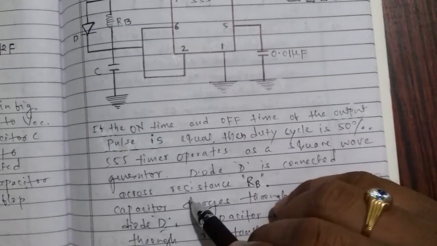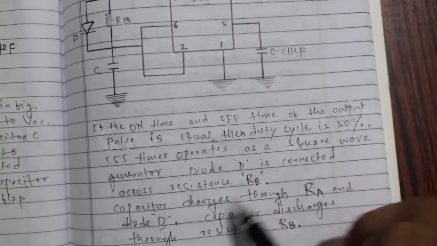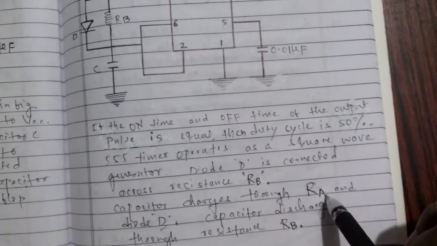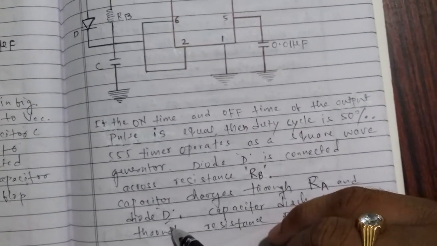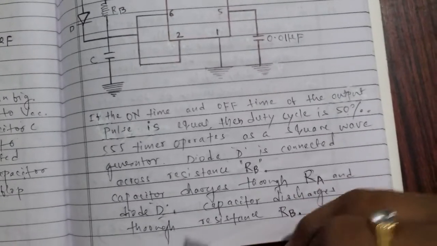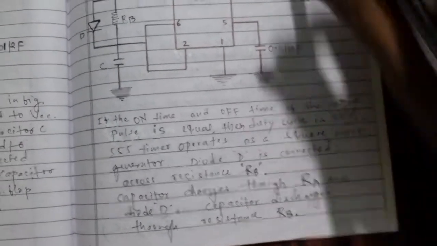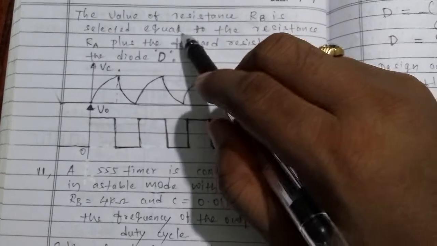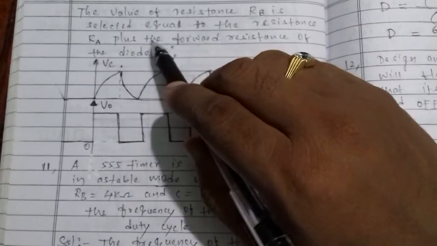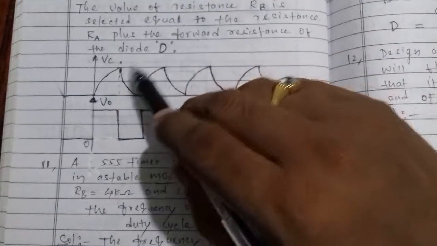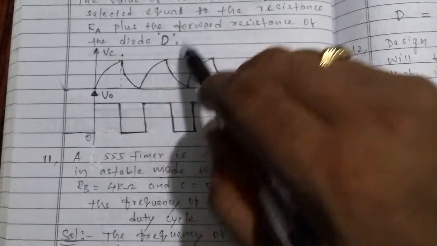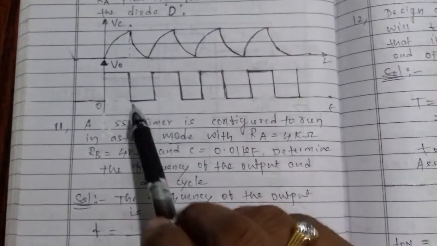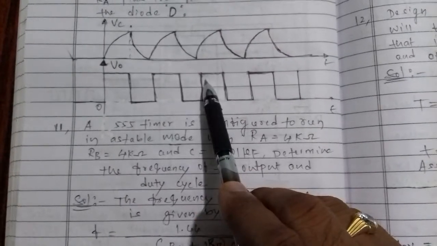Diode D is connected across resistance Rb. Capacitor charges through Ra and diode D. Capacitor discharges through resistance Rb. The value of resistance Rb is selected equal to the resistance Ra plus the forward resistance of the diode D. This is the capacitor voltage, and this is the output voltage of the square wave generator.